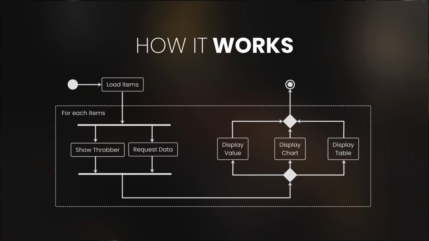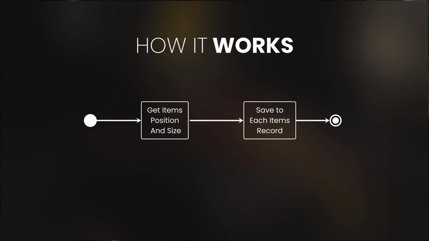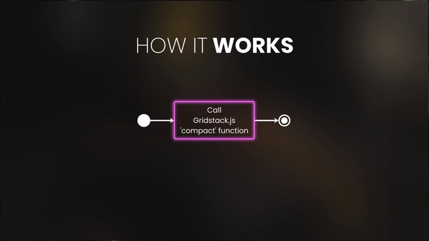Once the initial setup is complete, the Quickboard is ready for user interaction. To add a new Quickboard item, a form view is shown to ask the user for the item's definition. After capturing the user's input, the Quickboard is reloaded to display the newly added item. To save the Quickboard layout, Gridstack.js serialization features are utilized to get the position and size of each item. This information is then saved to the respective item's record for persistence. To perform automatic item arrangement, the compact function built into Gridstack.js is triggered. This feature rearranges the items on the Quickboard to optimize their layout.